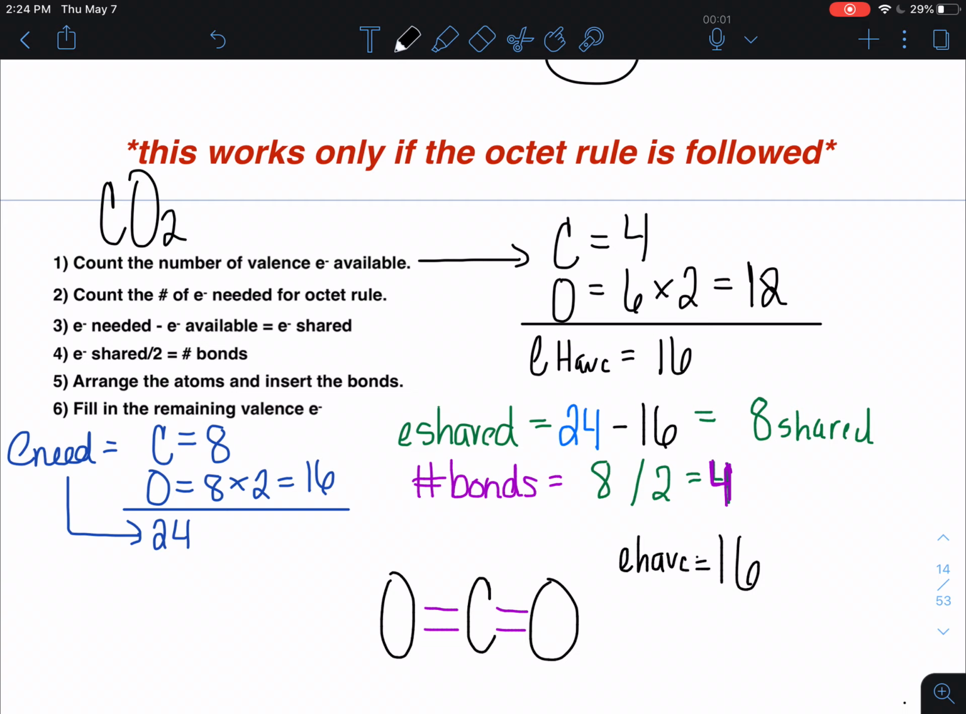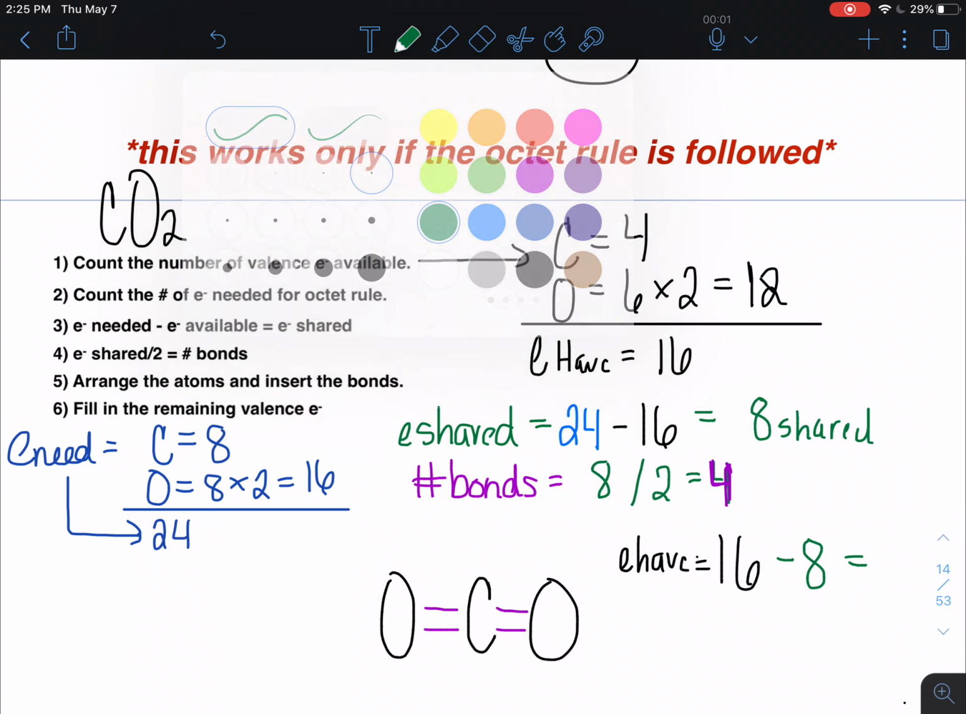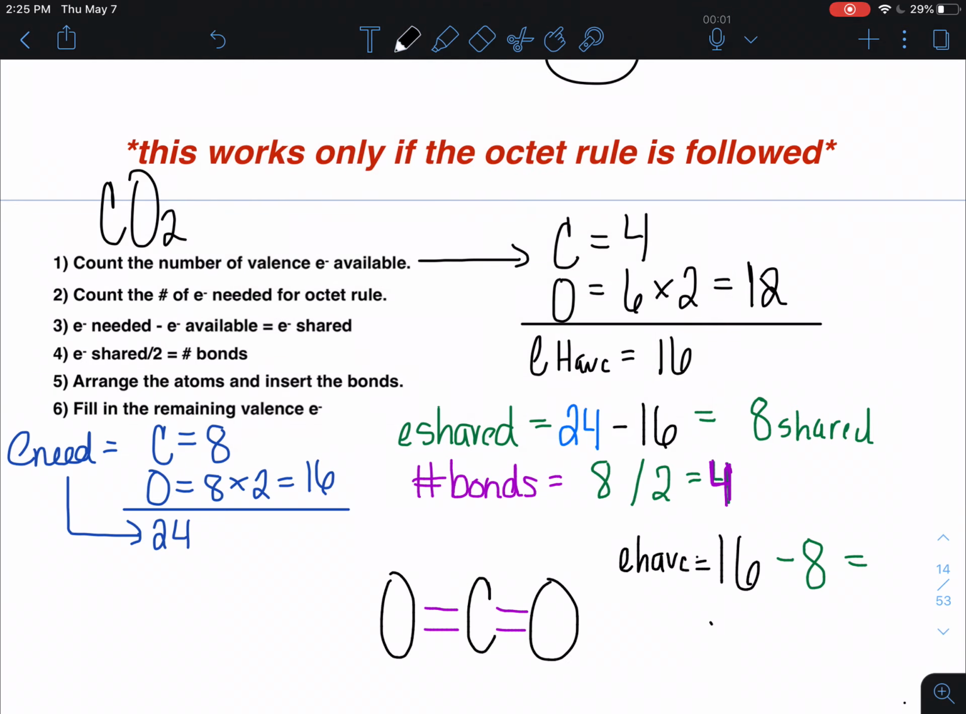And then what we're going to do is we're going to subtract the 4 bonds, right? That's 8 electrons. So that gives us a remaining amount of 8 remaining.